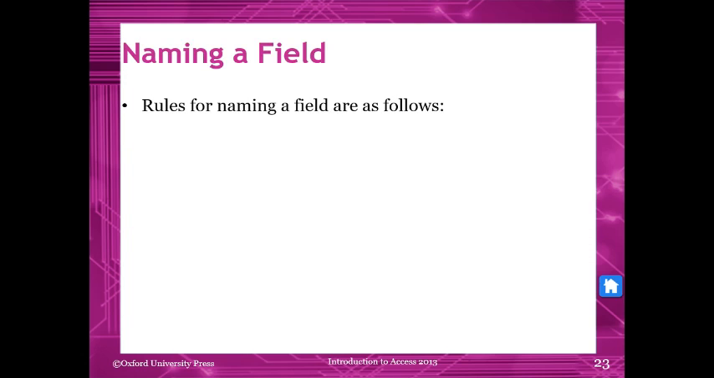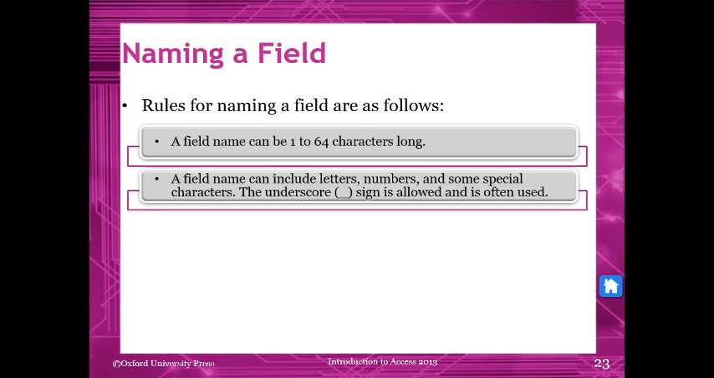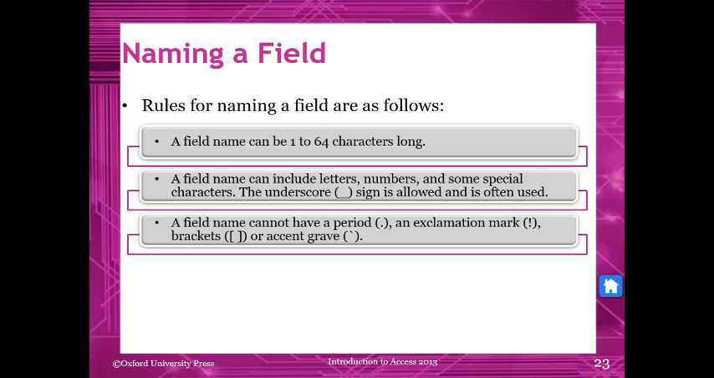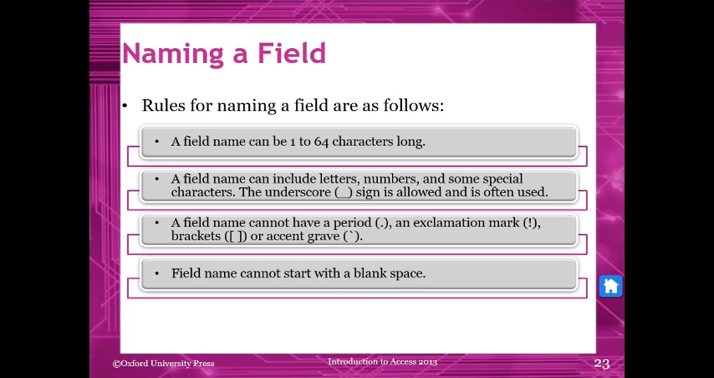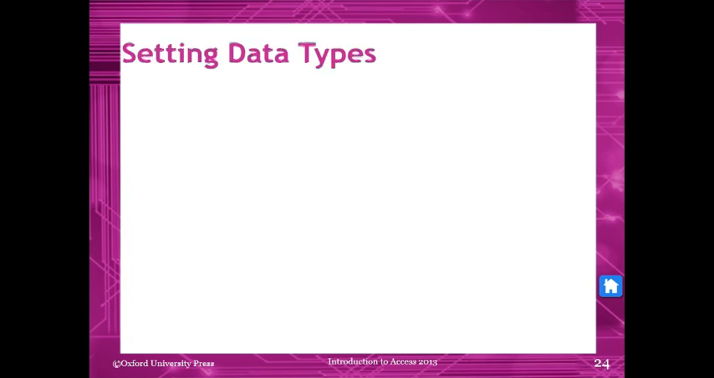Naming a field. Rules for naming a field are as follows. A field name can be 1 to 64 characters long. A field name can include letters, numbers, and some special characters. The underscore sign is allowed and is often used. A field name cannot have a period, an exclamation mark, brackets, or accent grave. A field name cannot start with a blank space. A field name can be in upper, lower, or mixed case.